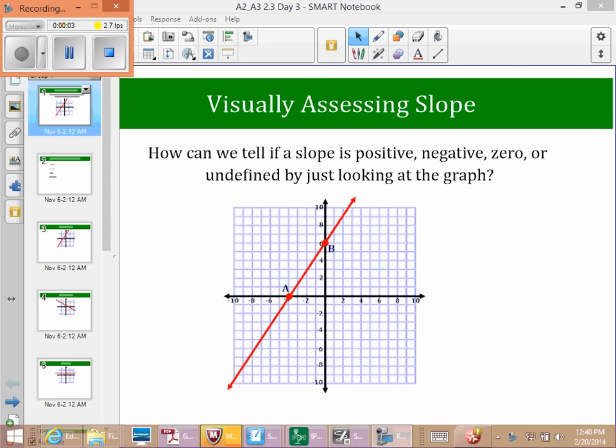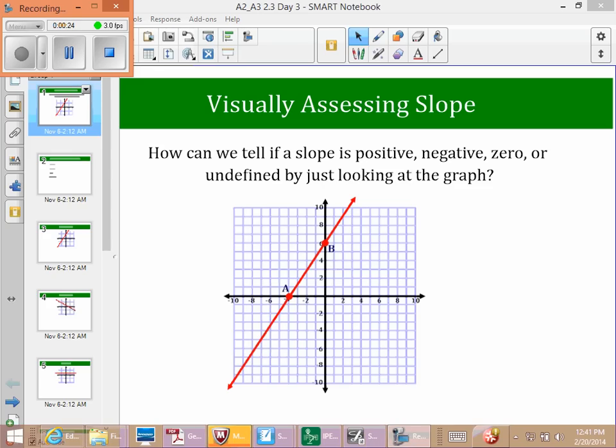Hello, class. Okay, so today's lesson is once again the same section on slope. However, here we're going to learn how to visually assess slope. So in other words, we're looking at a graph, the geometric representation of a linear function, a straight line, and just by looking at it, we can tell if it is positive, negative, zero, or undefined.